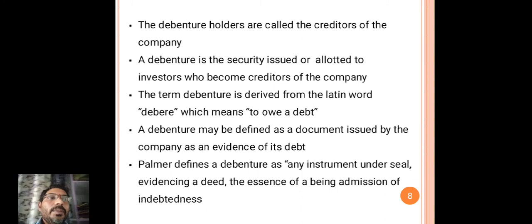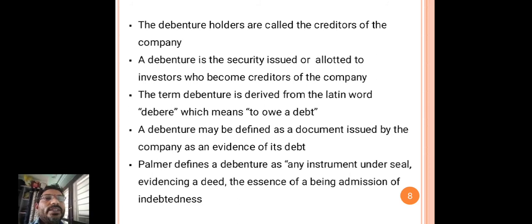A debenture may be defined as a document issued by the company as an evidence of its debt. Palmer defines a debenture as any instrument under seal evidencing a deed, the essence of which is an admission of indebtedness.